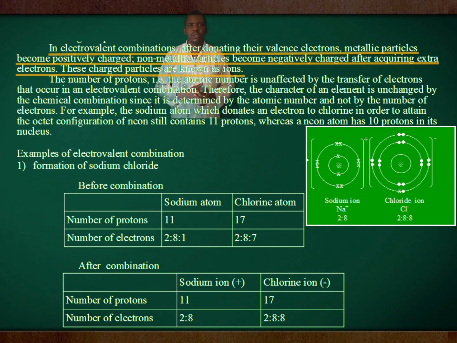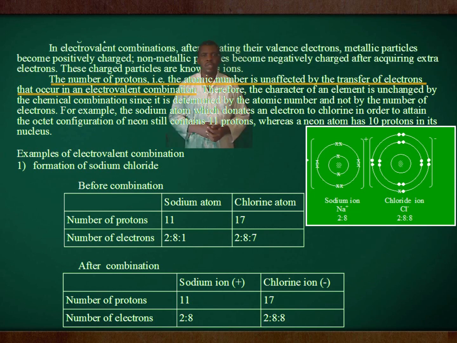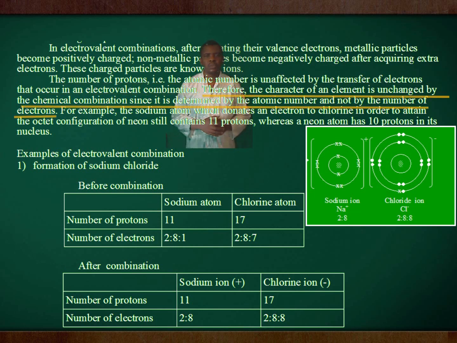In electrovalent combinations, after donating their valence electrons, metallic particles become positively charged, and non-metallic particles become negatively charged after acquiring extra electrons. These charged particles are known as ions. The number of protons, that is the atomic number, is unaffected by the transfer of electrons that occurs in an electrovalent combination. Therefore, the character of an element is unaffected by the chemical combination, since it is determined by the atomic number and not by the number of electrons.